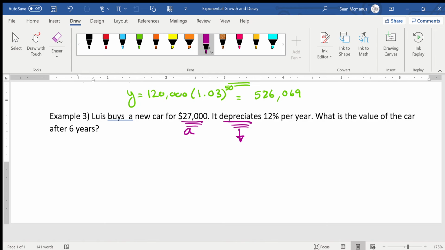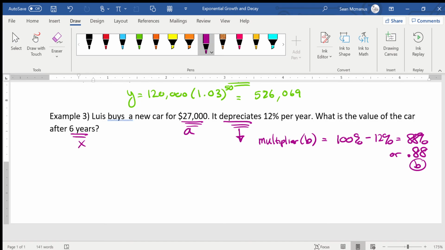So our multiplier, the B. I buy the car and it's worth 100% of what I paid for it, and then every year it's losing 12%. So my multiplier is 88%. But again, I don't want a percentage, I want a decimal, so I'm going to move the decimal to the left twice. So my multiplier is 0.88. This is my B. So I know my A and I know my B. What is the value after 6 years? That's my X.